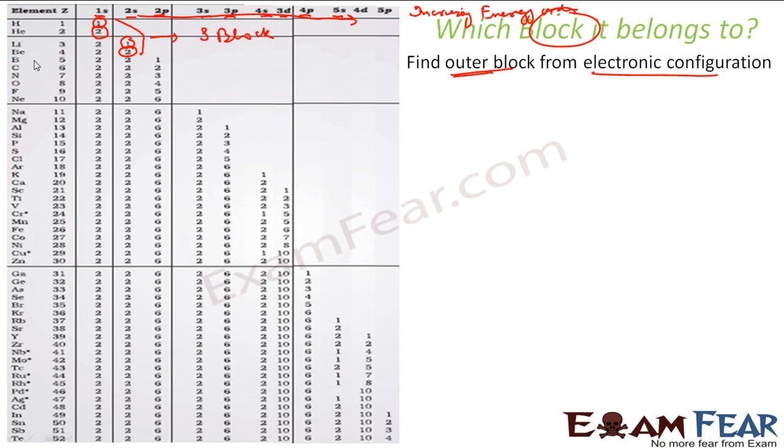Let's see boron. Boron's outermost electron is in 2p, so it is P block. Carbon's outermost electron is in p, so P block. Similarly nitrogen, oxygen, fluorine, and neon: the outermost electron is in p, so they are all P block. Let's see sodium. Sodium's outermost electron is in s, so S block. Magnesium's outermost electron is in s, so sodium and magnesium are again S block.